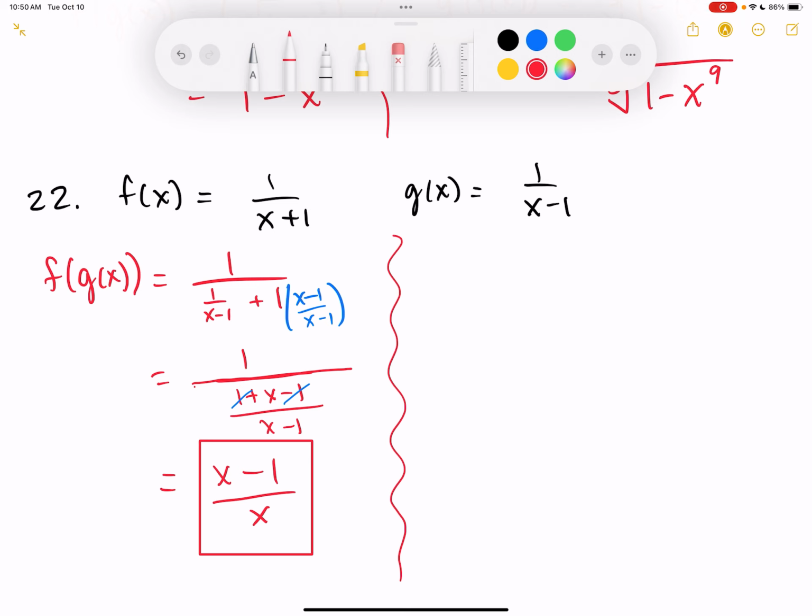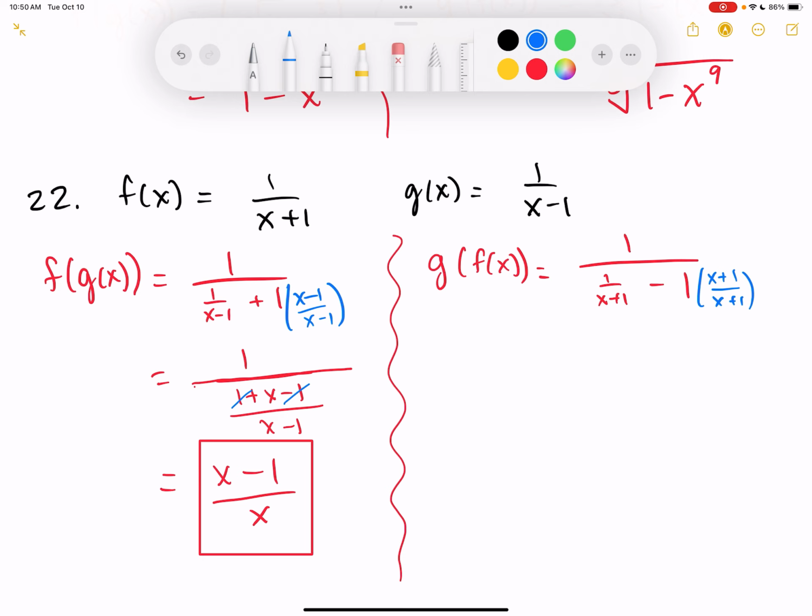So then the other way, g of f of x, so it's going to be 1 over x plus 1 minus 1. Suggestions? C. So this one's going to get multiplied by, I'm going to say it that way instead of replace because I don't want you to get confused if you have one that's not a 1.